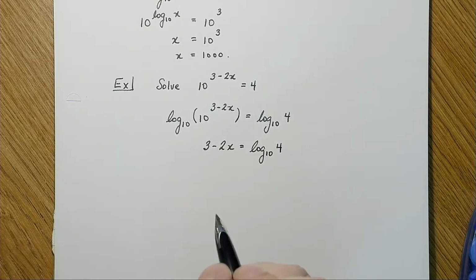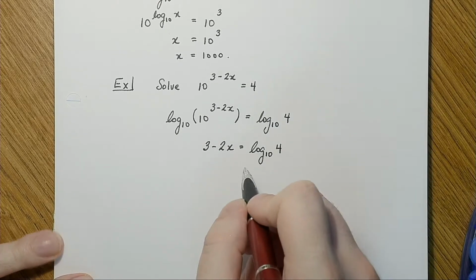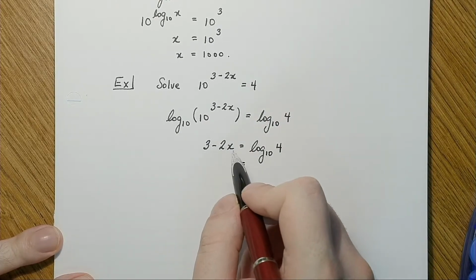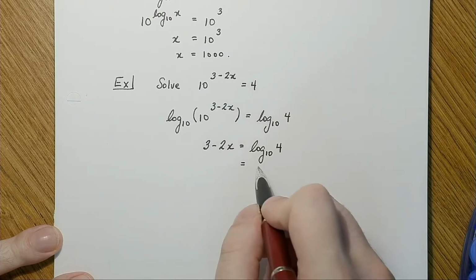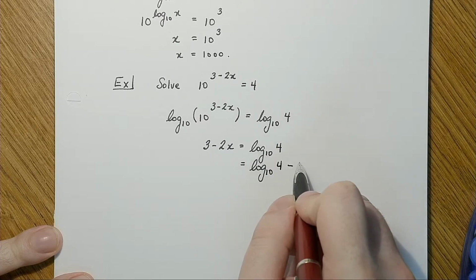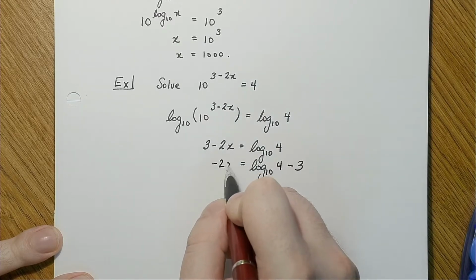And then I proceed with my rudimentary algebra, which is I'm going to solve for x. So I'll bring this 3 to the right-hand side. I'm left with minus 2x.